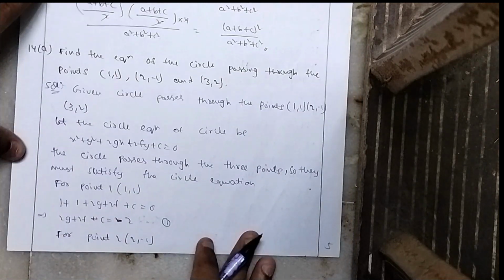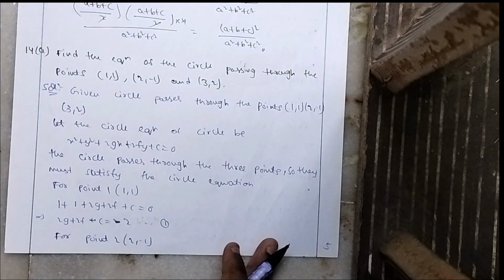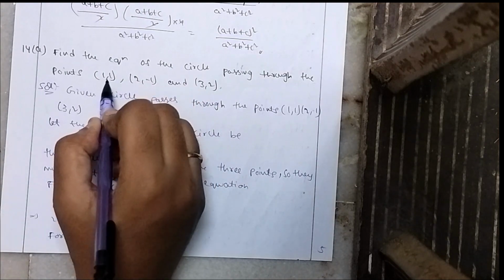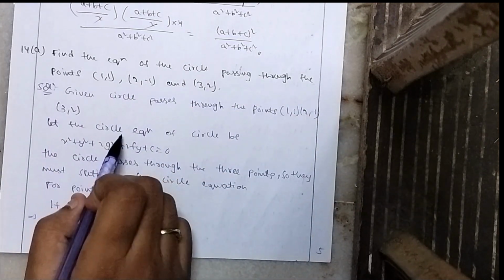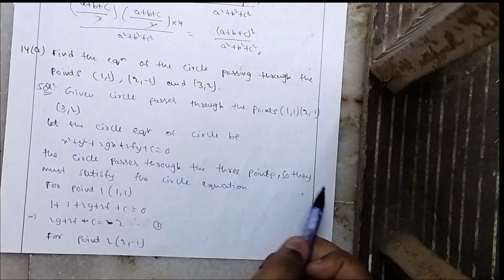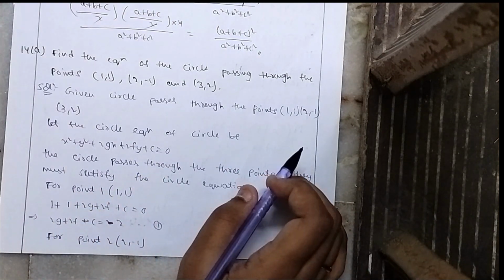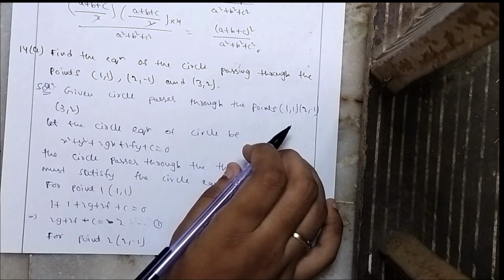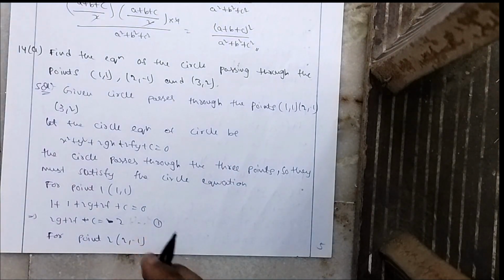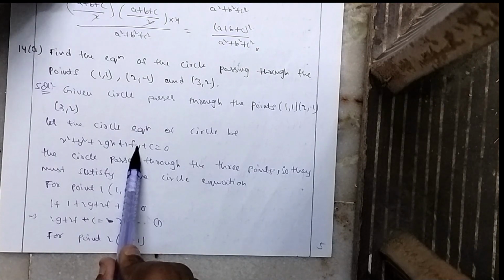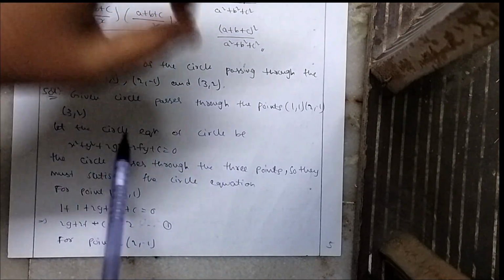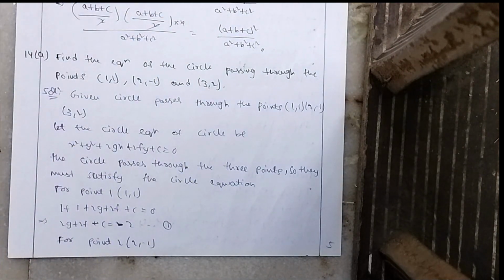Next, 14th question. Find the equation of the circle passing through the points (1, 1), (2, -1) and (3, 2). So let us let the circle equation be x² + y² + 2gx + 2fy + c = 0. By considering this as the circle equation, the circle passes through 3 points, so they should satisfy the circle equation.